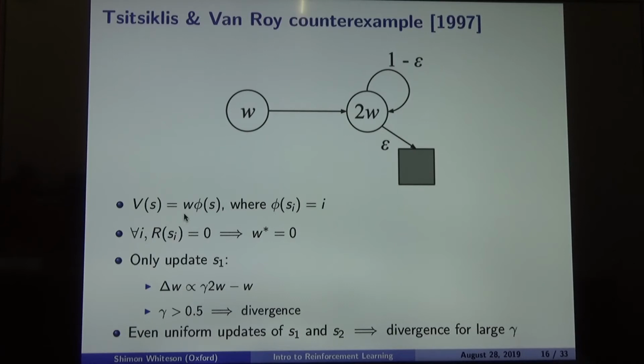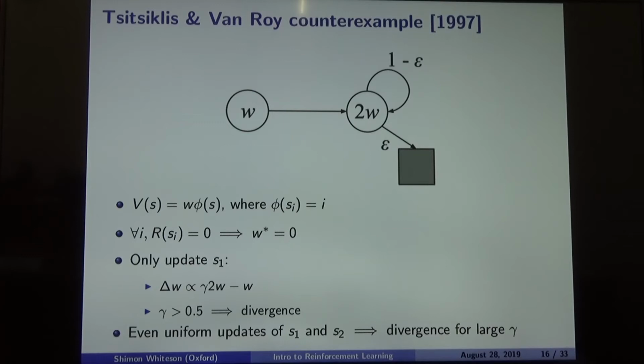So we have one weight, so it's just a scalar parameter, and it is multiplied by a feature vector, and the feature vector is just the index of the state. So in other words, our value function estimates v of state 1 as w and v of state 2 as 2w. So that's just an arbitrary parameterization of the value function for this MDP with two states. And these arrows show the transition probabilities: from state 1, you go to state 2. From state 2, you either return back to state 2 or the episode terminates.